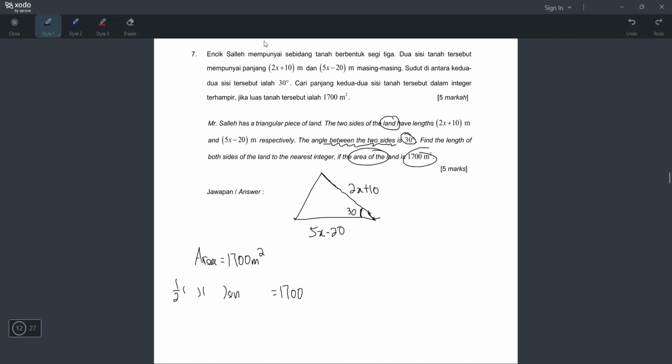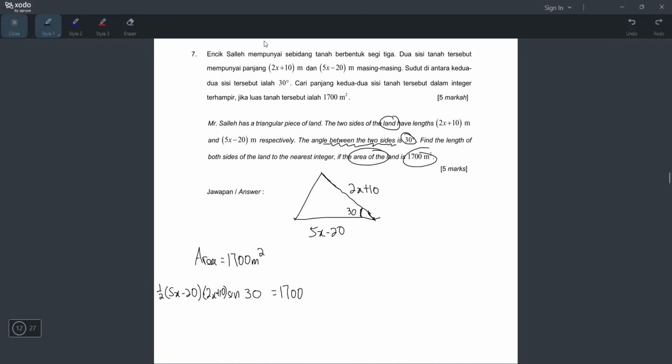So 1/2 ab sine C, and the a and b have to be any two sides, and the angle must be the included angle. So the sides here are very obvious. It's very easy to choose. So I'll write 1/2. One of the sides is 5x minus 20, and then times 2x plus 10, and then times the sine of the included angle, which is sine 30, right?